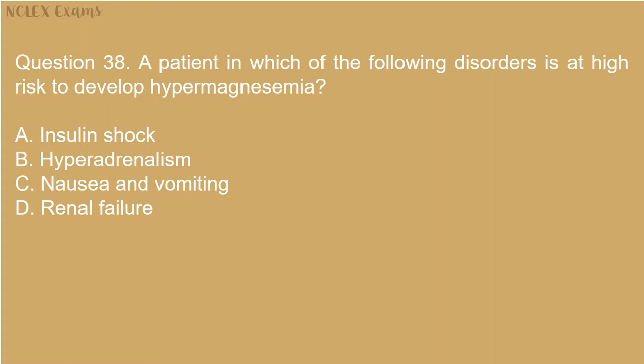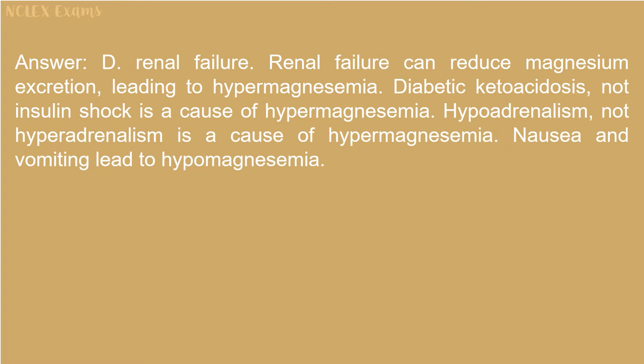Question 38. A patient with which of the following disorders is at high risk to develop hypermagnesemia? A. Insulin shock. B. Hyperadrenalism. C. Nausea and vomiting. D. Renal failure. Answer D. Renal failure. Renal failure can reduce magnesium excretion, leading to hypermagnesemia. Diabetic ketoacidosis, not insulin shock, is a cause of hypermagnesemia. Hypoadrenalism, not hyperadrenalism, is a cause of hypermagnesemia. Nausea and vomiting lead to hypomagnesemia.